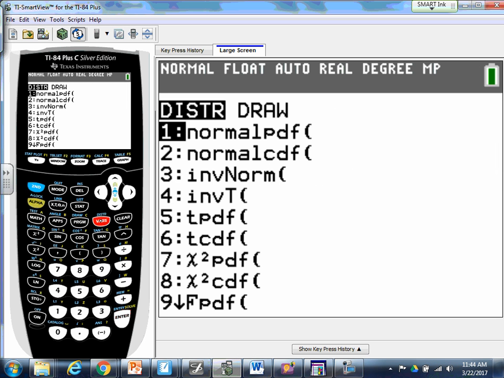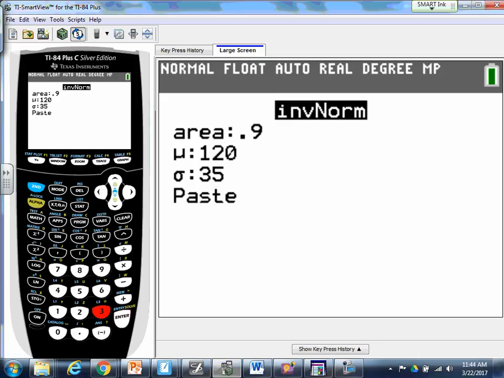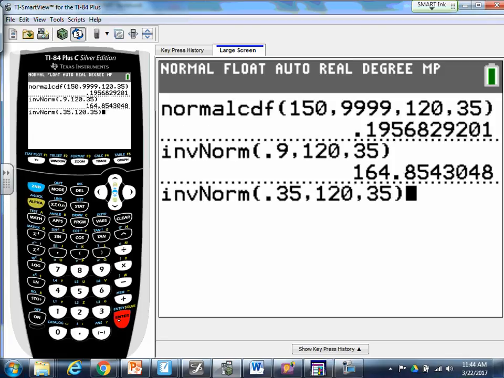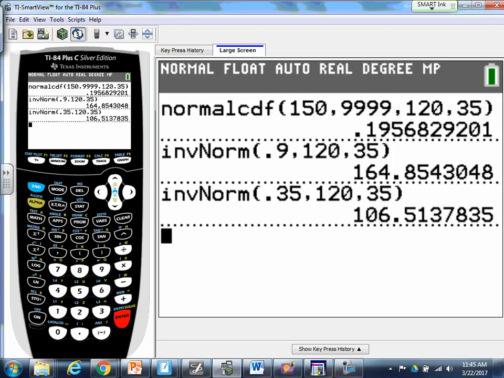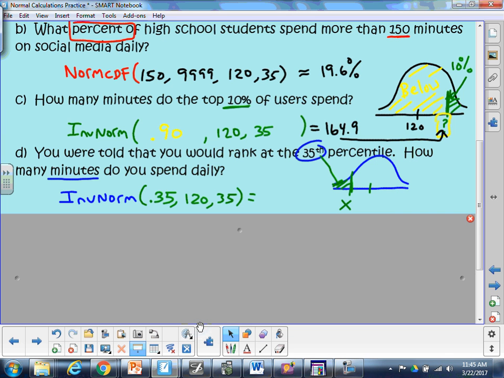Second distribution, we have an inverse norm. Our area in this case, it's always area to the left. So percentile was 35. And we're going to get a value of 106. So just over 106 and a half minutes. Okay, so 106.5.